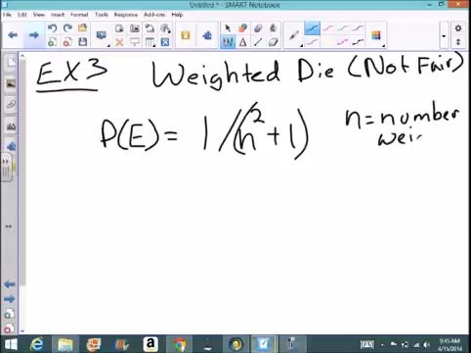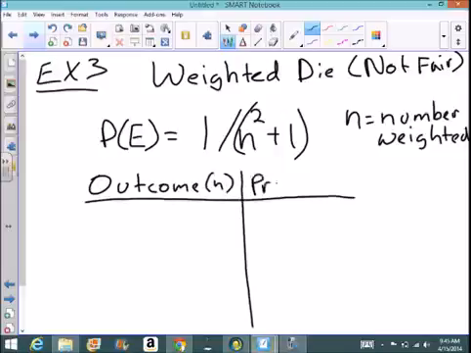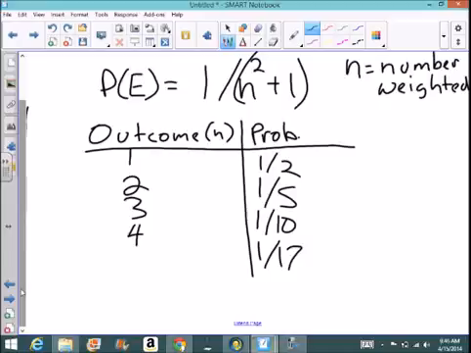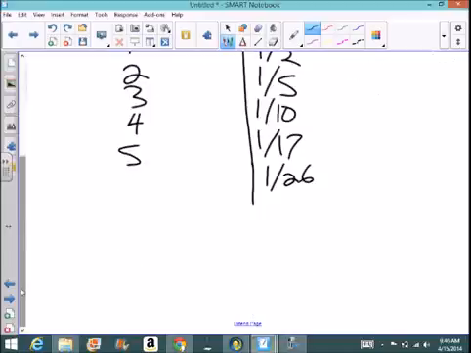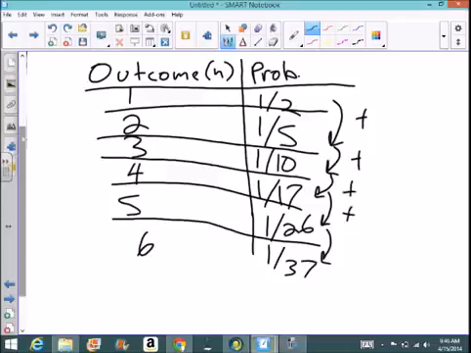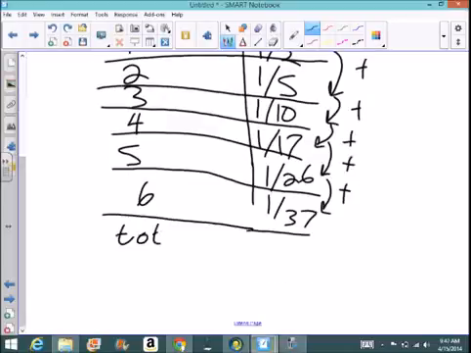And so n represents the number that's weighted or more likely to occur when we roll the die, and the equation is equal to 1 over the quantity n squared plus 1. So if my outcome of 1 occurring, in other words, if I let n equal 1, the probability is 1/2. If I let n equal 6, then the probability is 1 over 37. Now, if I add all of those probabilities up, it's going to be greater than 1, so the total does not equal 1. So what does that mean?